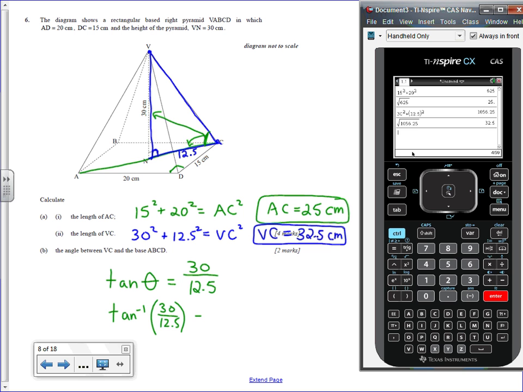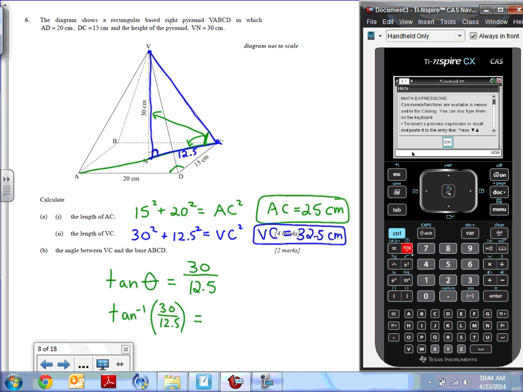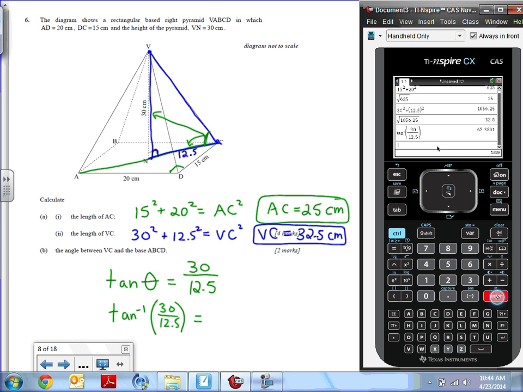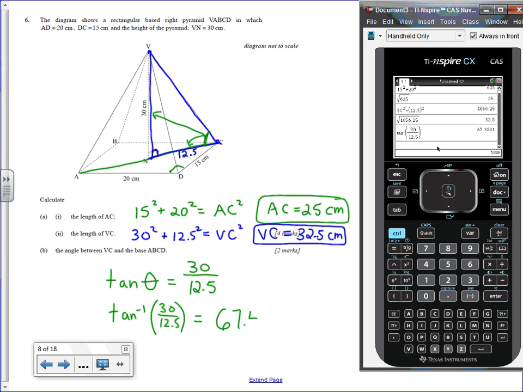So I'll take out my calculator, do the inverse tangent, 30 divided by 12.5. If your calculator is in the right mode, then you should be fine getting an answer here in degrees. So 30 divided by 12.5. Let's make sure that we get an answer that seems to make sense. And 67.4 degrees makes perfect sense. So there's the angle. Calculator was in the correct mode. So that's that.